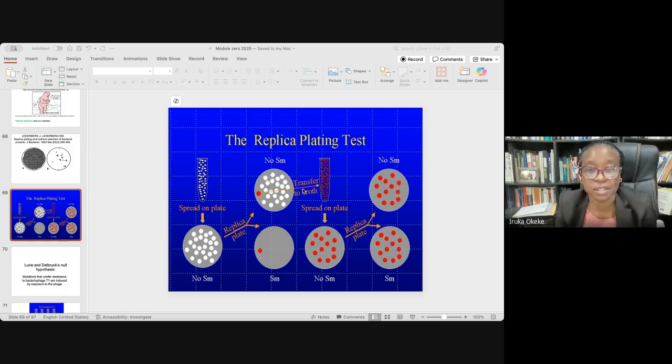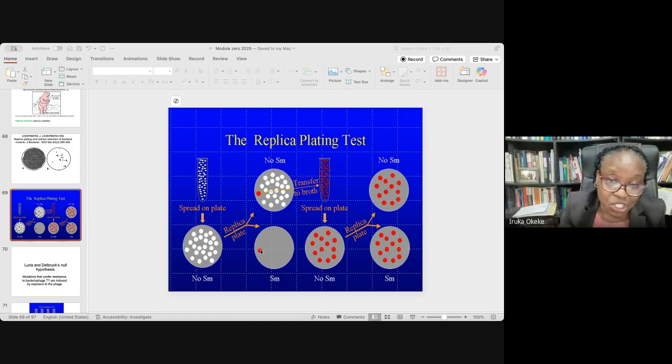And we put them in the incubator. The next day, what happens? The one without streptomycin, we see a lot of bacteria growing on it, as you'd expect. The one with streptomycin, most of the bacteria cannot grow because they're sensitive. But we find a few bacteria that are growing, as we always do when we plate from a sensitive culture to resistant.